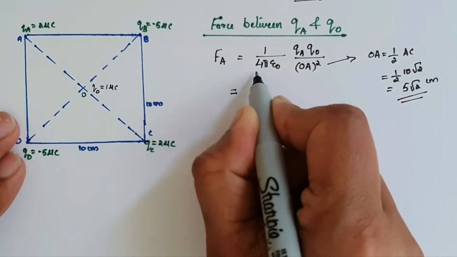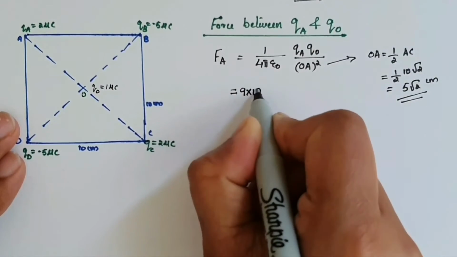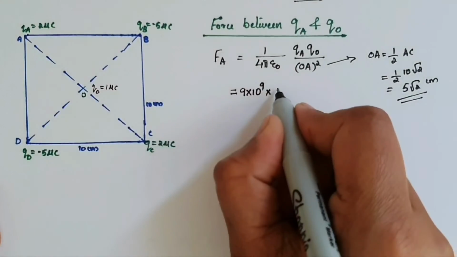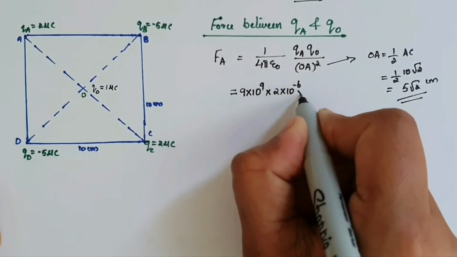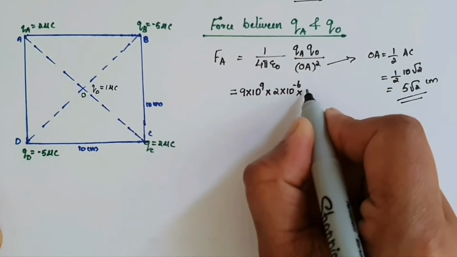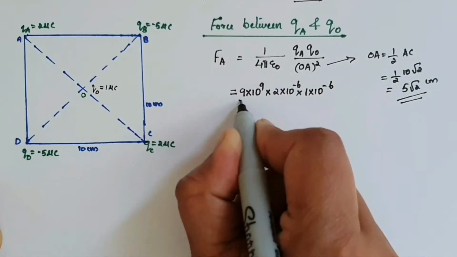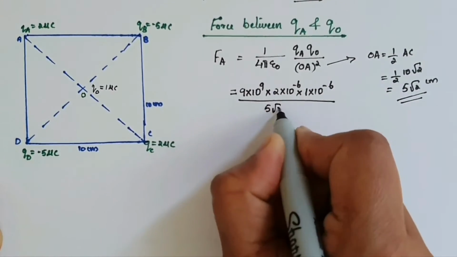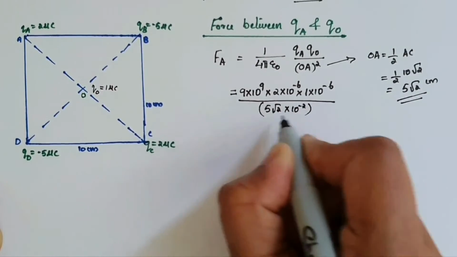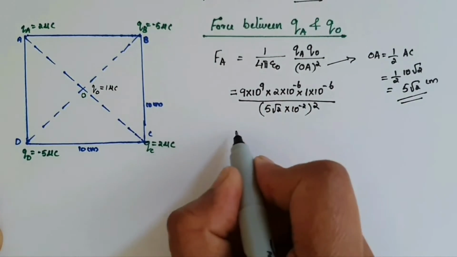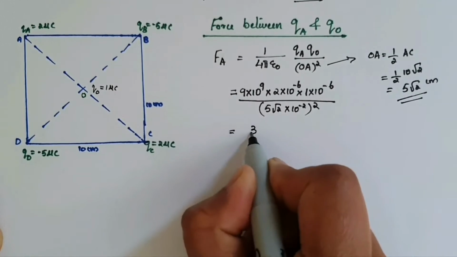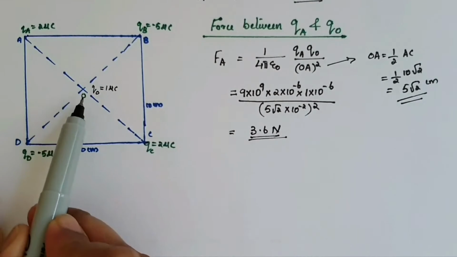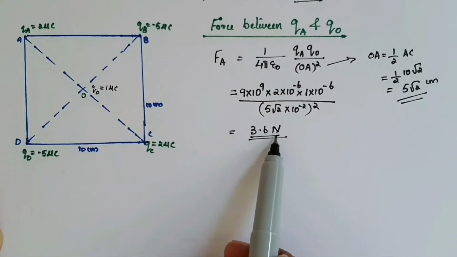substitute the values. 1 by 4 pi epsilon 0 is 9 into 10 raised to 9, into QA, that is 2 microcoulomb, so 2 into 10 raised to minus 6, into Q0, that is 1 microcoulomb, 1 into 10 raised to minus 6 coulomb, all divided by OA, that is 5 root 2 centimeter, so 5 root 2 into 10 raised to minus 2 whole square. This is equal to 3.6 Newton. Therefore, the force between QA and Q0 is 3.6 Newton.